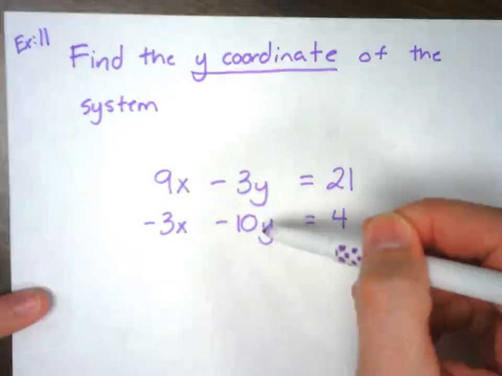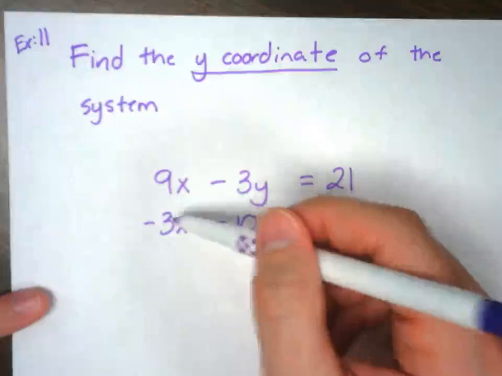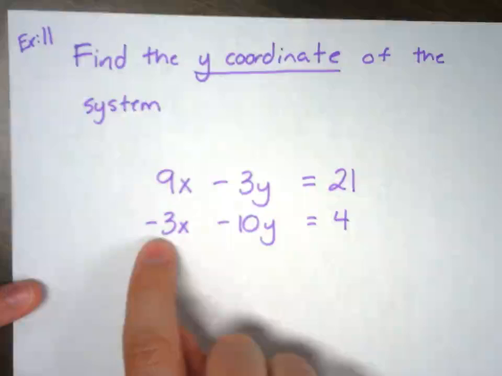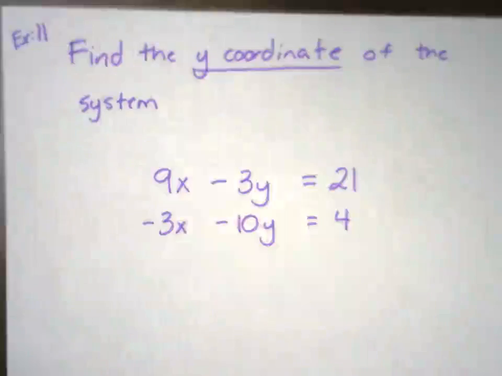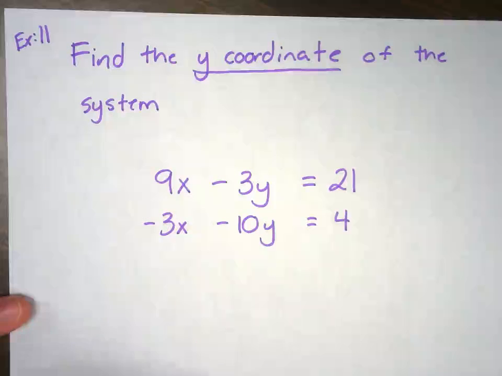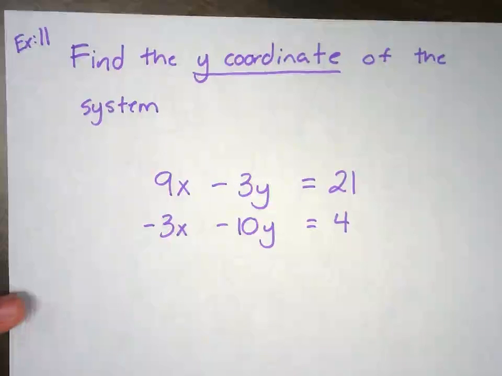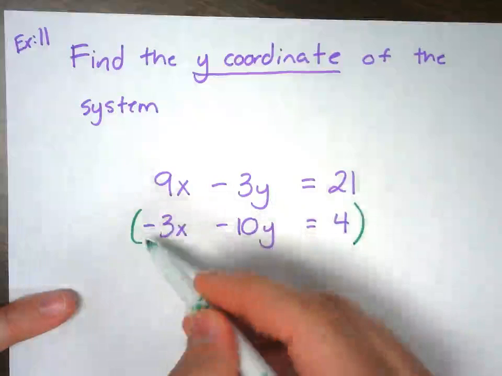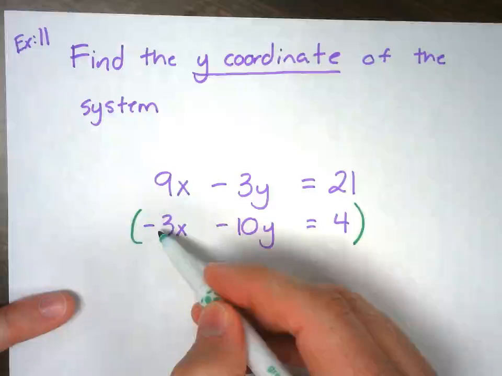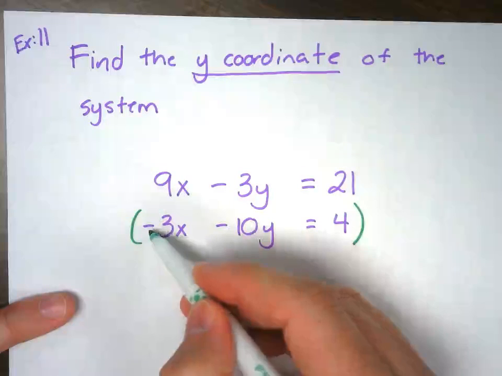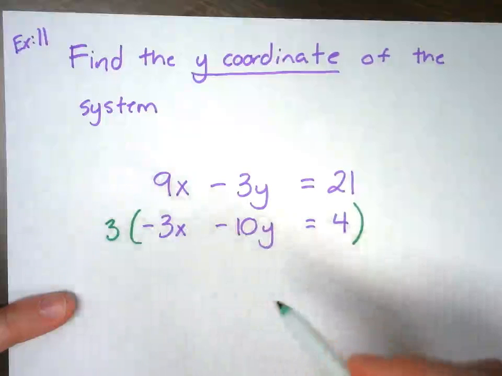So in order to solve for y, we have to get rid of the x. Notice I have 9 and negative 3. Well, you can't get rid of those the way they are. They're opposites. One's positive, one's negative, but they have to be the same number. So in order to eliminate the x's, I need to multiply the bottom. I need a negative 9 down here so I can cancel the positive 9 and the negative 9 out. So I'm going to multiply this whole bottom by a positive 3.